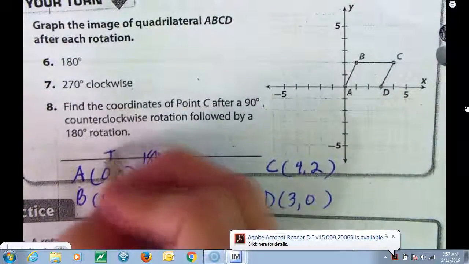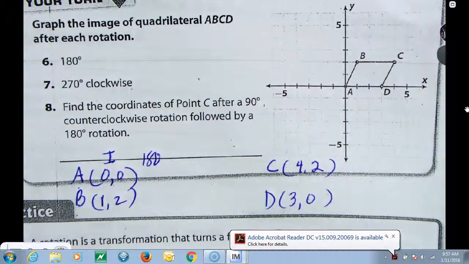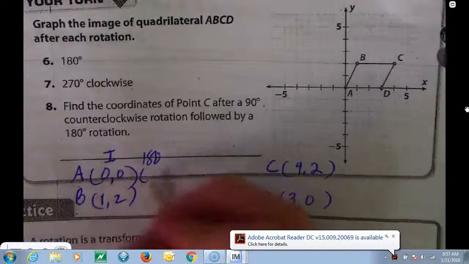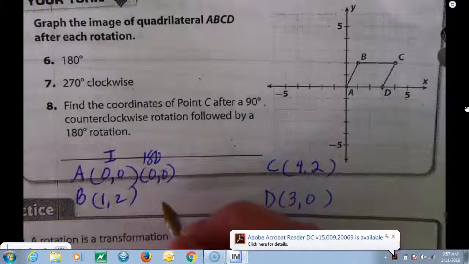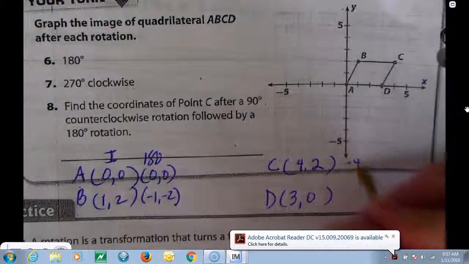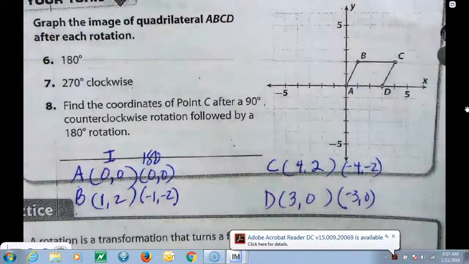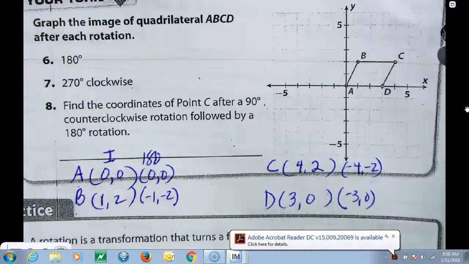Okay, we're in quadrant 1 right now. We're going to do a 180. What do I do on a 180? Switch the signs. That's all you need to remember. So, are we going to switch the signs here? Nothing to switch, are we? Negative 1, negative 2. Negative 4, negative 2. Negative 3, 0. You don't do anything when it's a 0. Leave the zeros alone. You're just going to switch the signs. That's all you're doing.